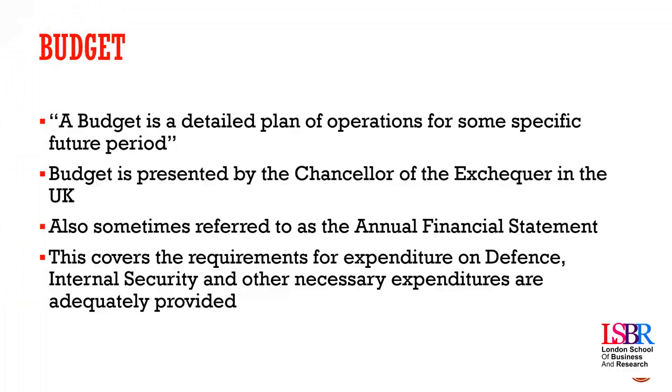We also sometimes hear the budget being referred to as the annual financial statement for the country. So again, the Chancellor of the Exchequer will present basically the accounts for the country. It will present where money is coming in and where money is going out. That also covers the requirements for expenditure on defence, internal security, and other necessary expenditures as adequately provided. So again, stuff like national defence, the army, the navy, all of these things are funded by the government. The government is responsible for paying for them. So there's a lot of expenditure that goes into running an economy.